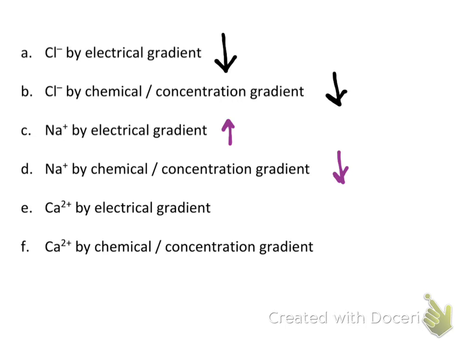And then finally for calcium, it's the same story with regards to the electrical gradient. It's going to be drawn upward for the electrical gradient, but also according to its concentration gradient, because there's a lot more calcium on the lower side of the membrane than there is on the upper.